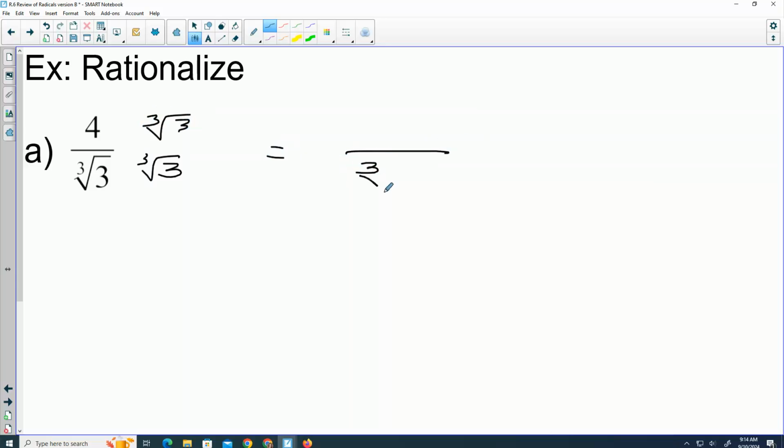On the bottom I would end up with the cube root of 9. Can you do the cube root of 9? No. So a little more thought on these. We have to think, what can we multiply by so that I will have something I can do the cube root of? So I need to make this 3 into a perfect cube. What would I have to take it times?